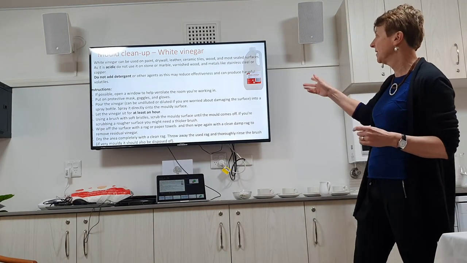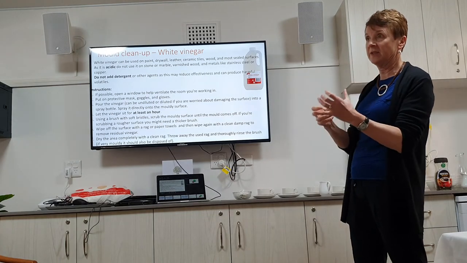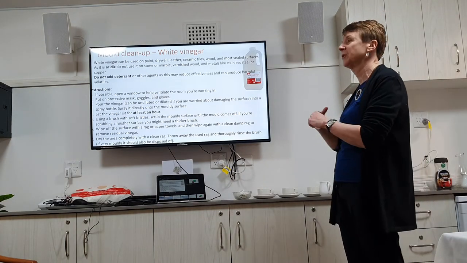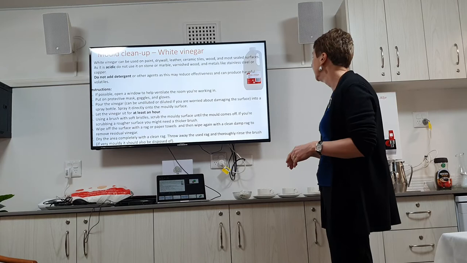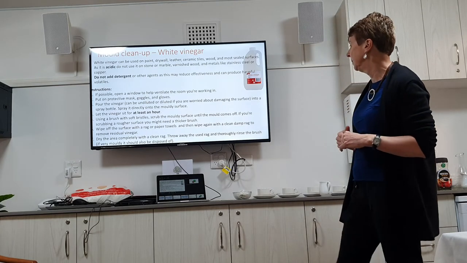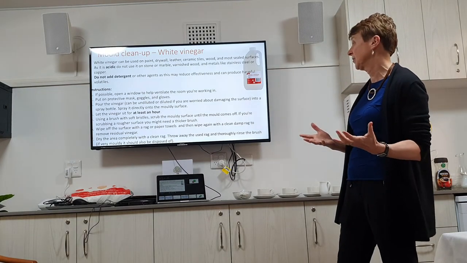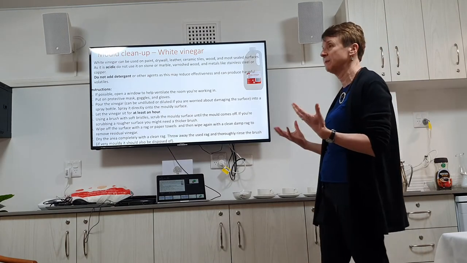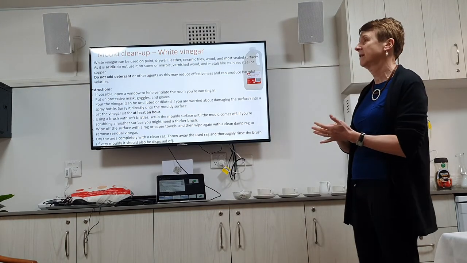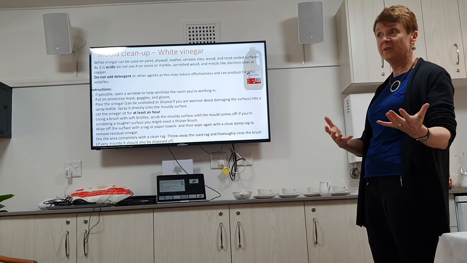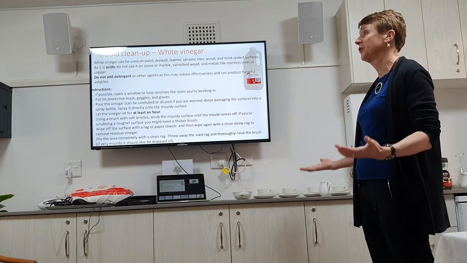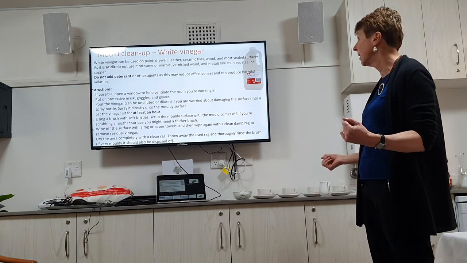But don't worry about the wetness of the vinegar, because the vinegar is doing its job. So that wetness is okay, but just don't add a lot of water after that. Throw away the rag, thoroughly rinse the brush, or maybe throw it away as well if it looks moldy and nasty, because if they've got living spores left in them and you use them again, then you might actually reintroduce the fungus back into your environment.